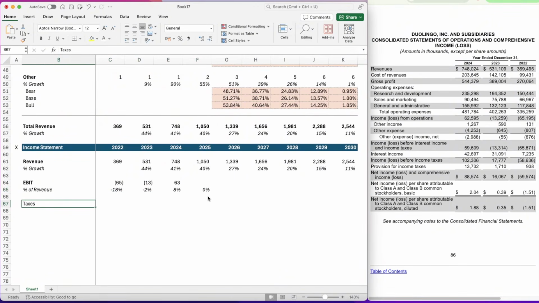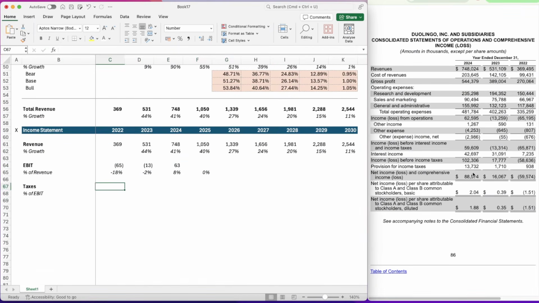Down here, we'll add the taxes in, which are a wee bit. So they paid 938, 1.710, 13.732.